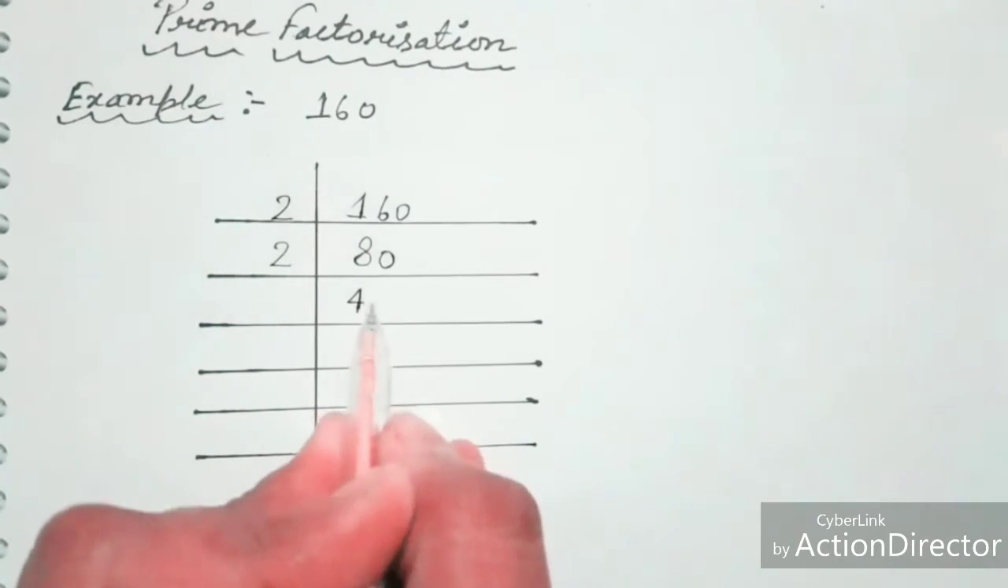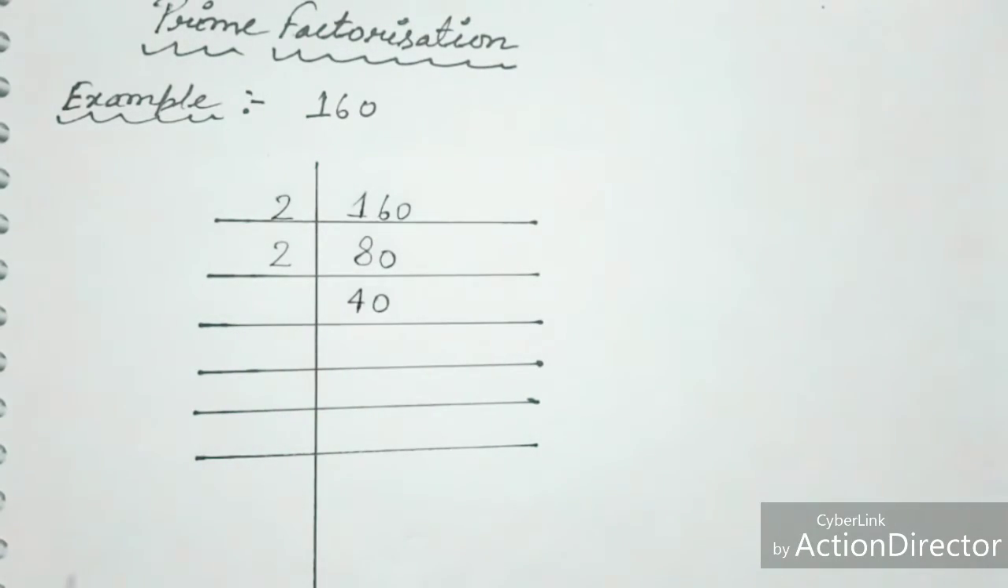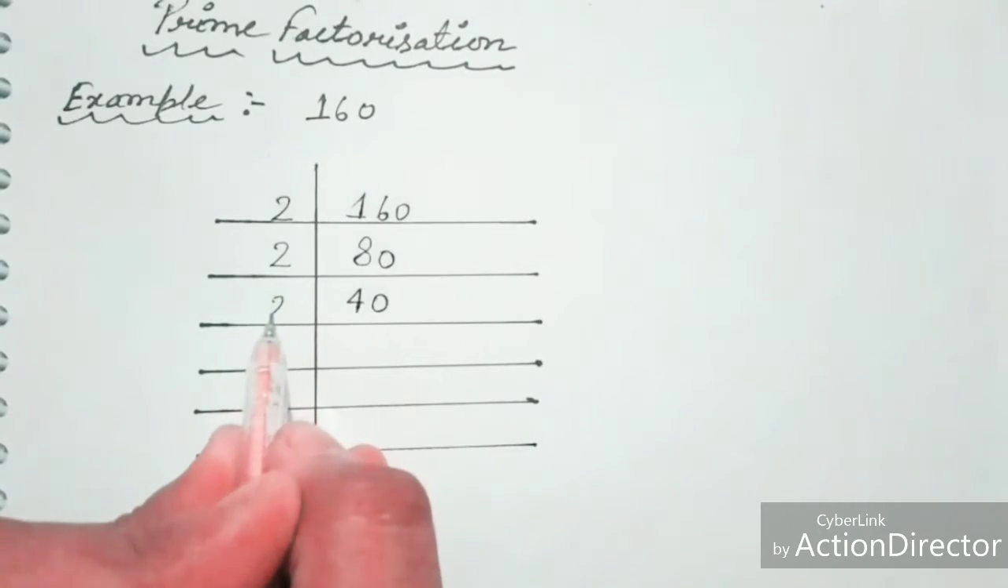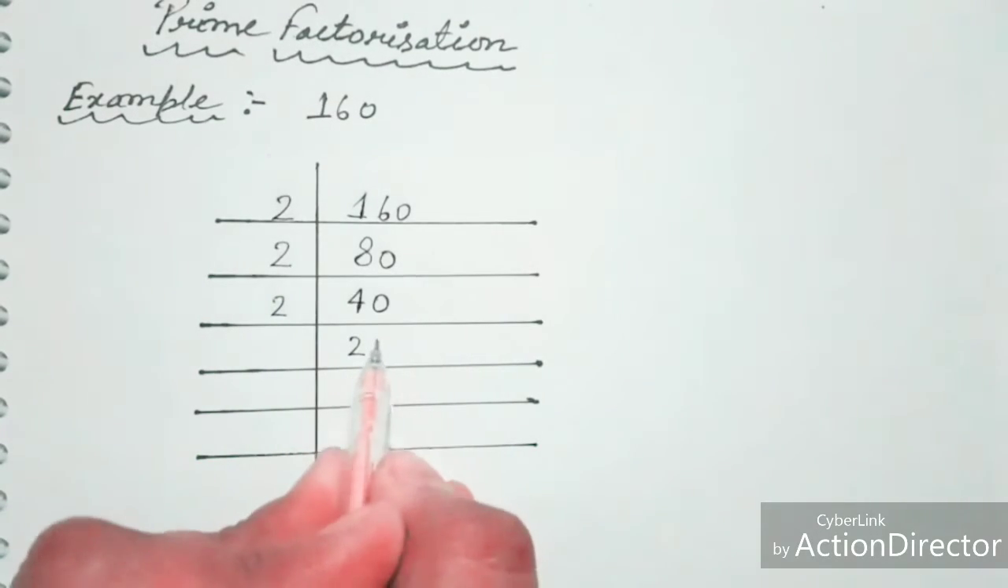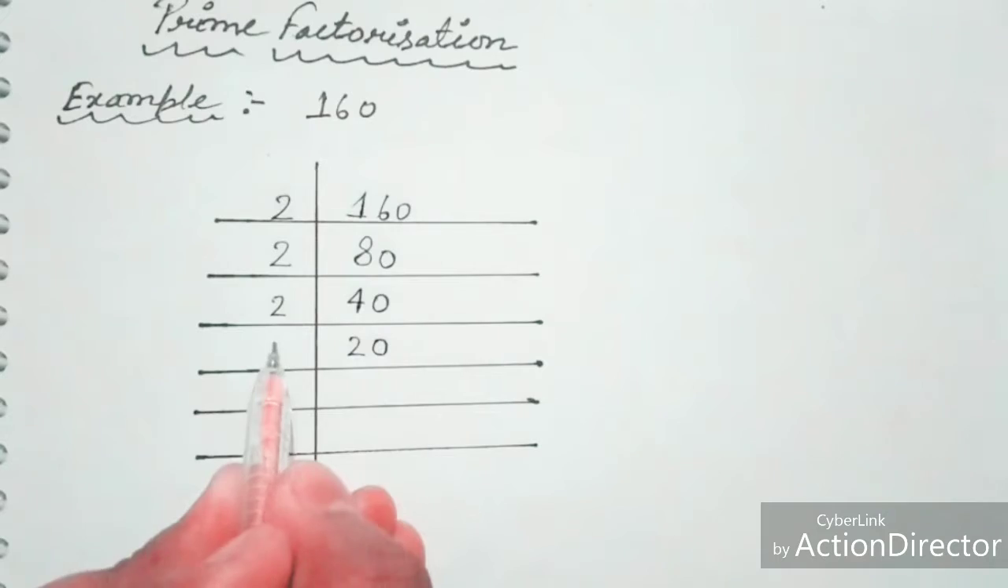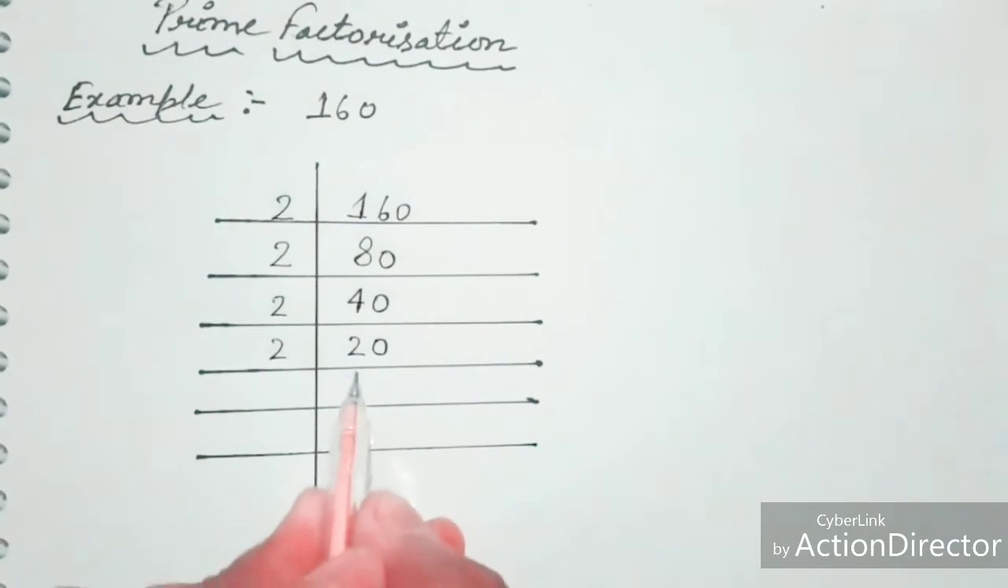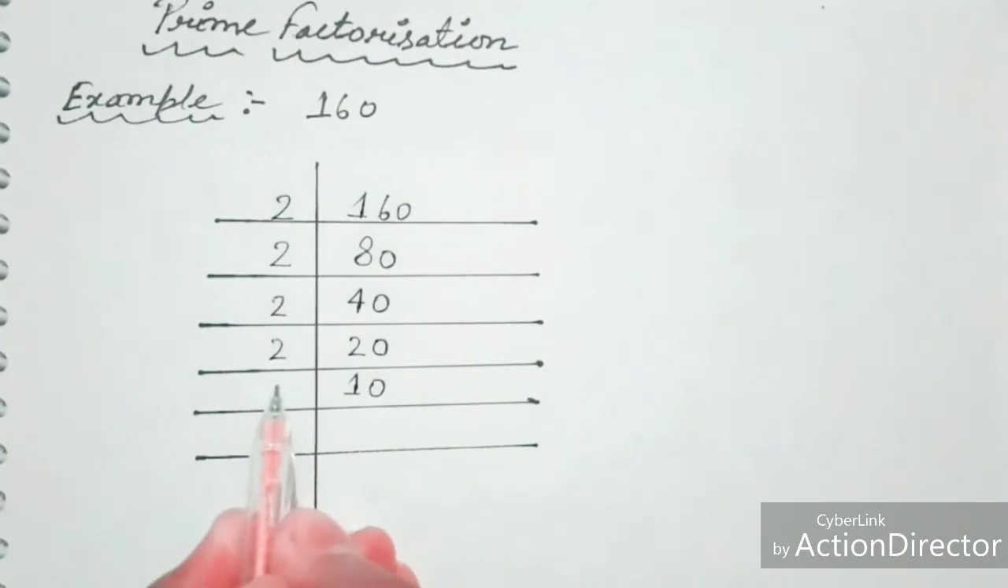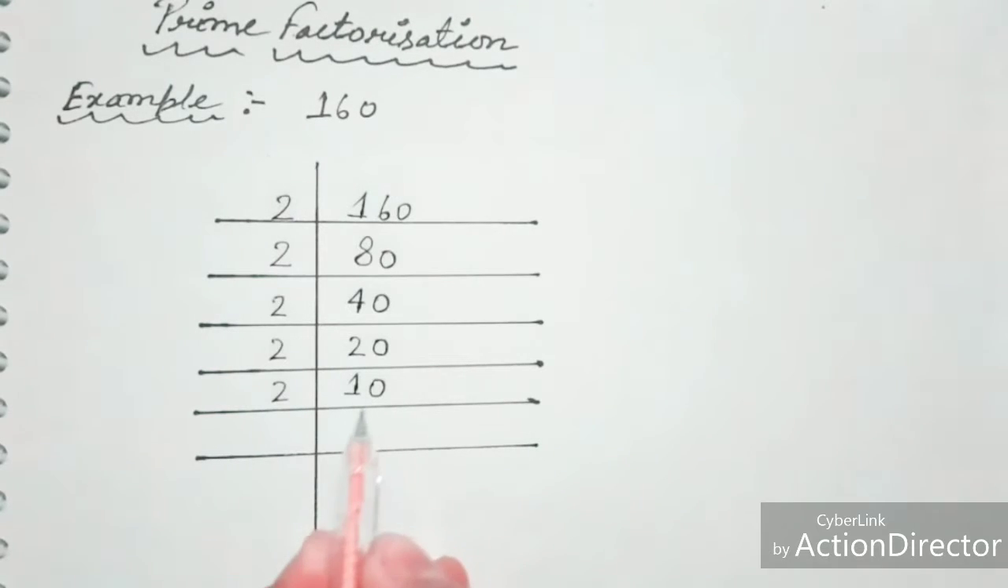2 fours are 8 and then 0. Again divide by 2: 2 twos are 4 and 0. Again divide by 2: 2 ones are 2, 0. Again divide by 2: 2 fives are 10, and now 5 ones are 5.